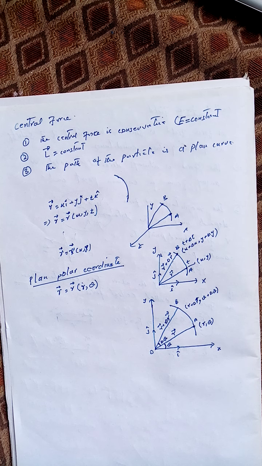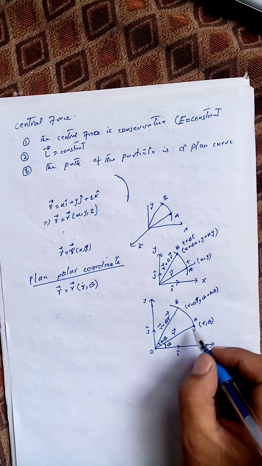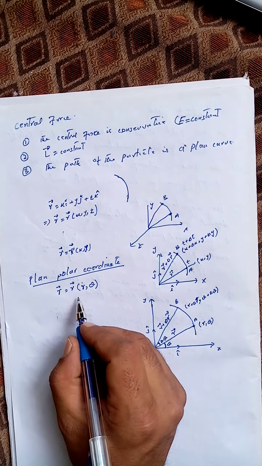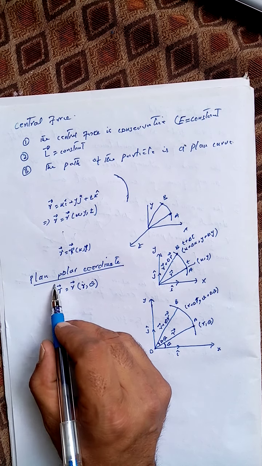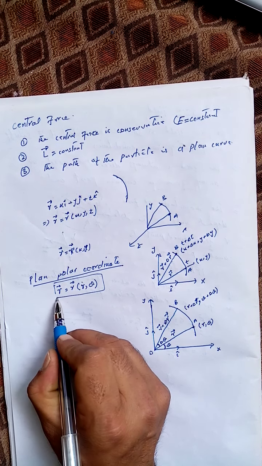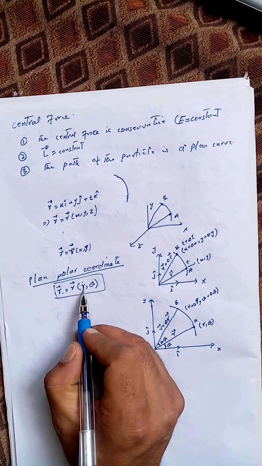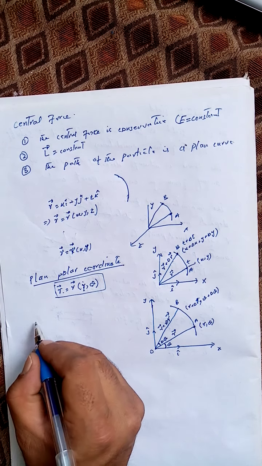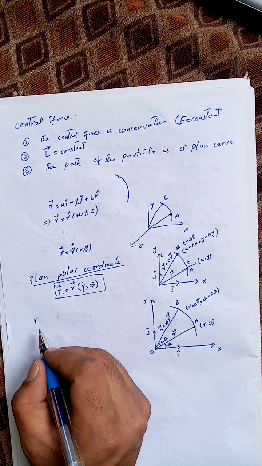So it means that the particle at any point in plane polar coordinates can be represented like this. The position vector of the particle is a function of two quantities, one is r and one is theta. What is r?